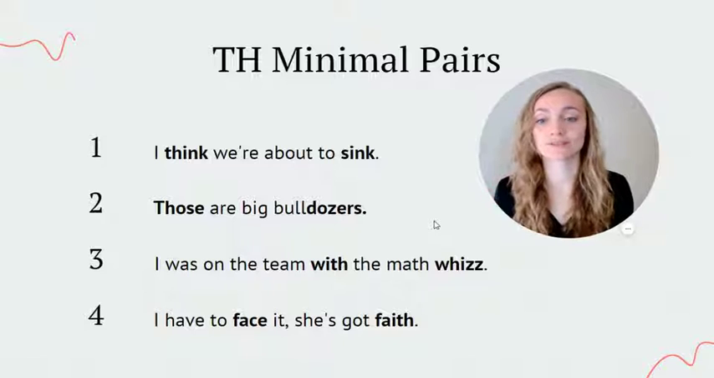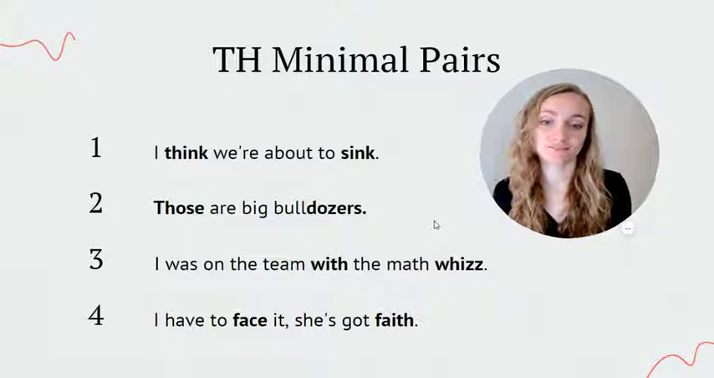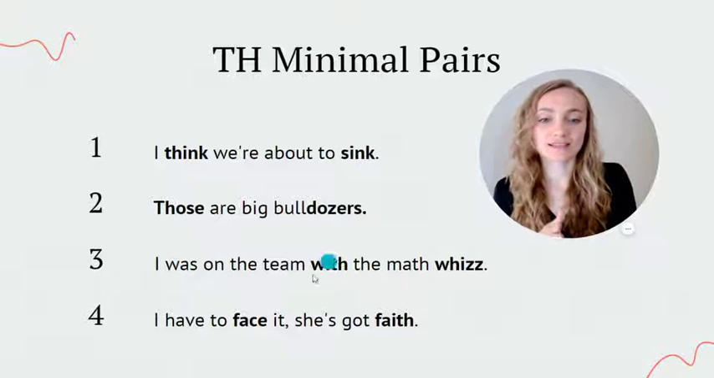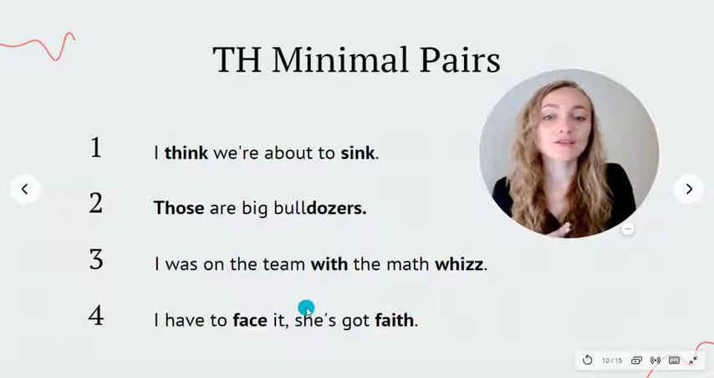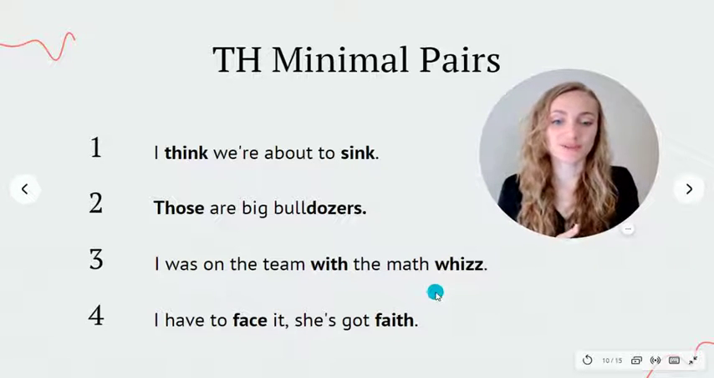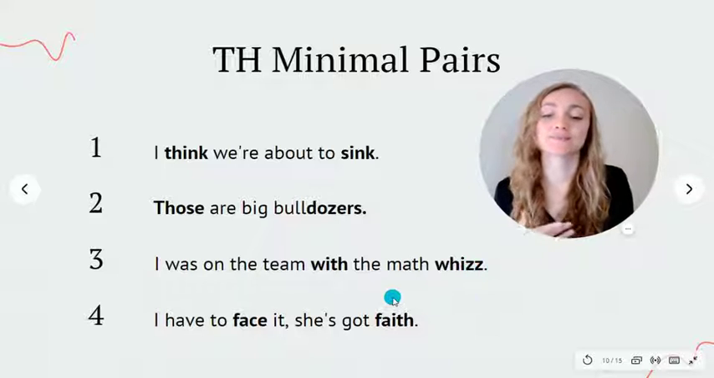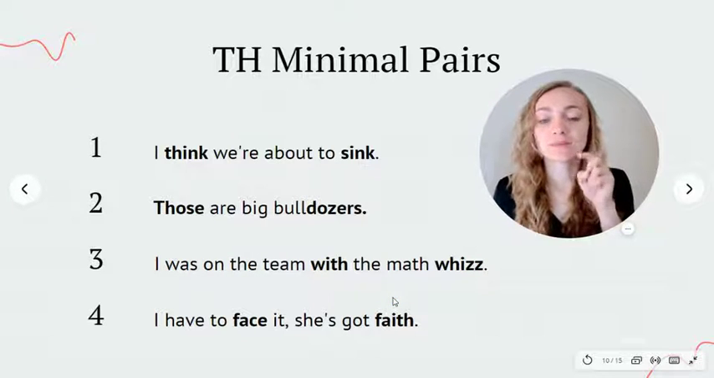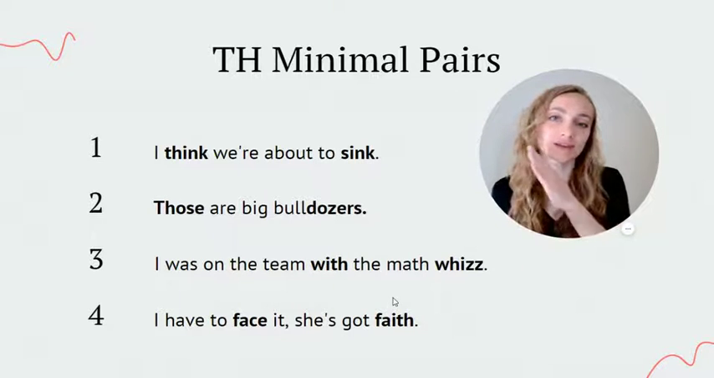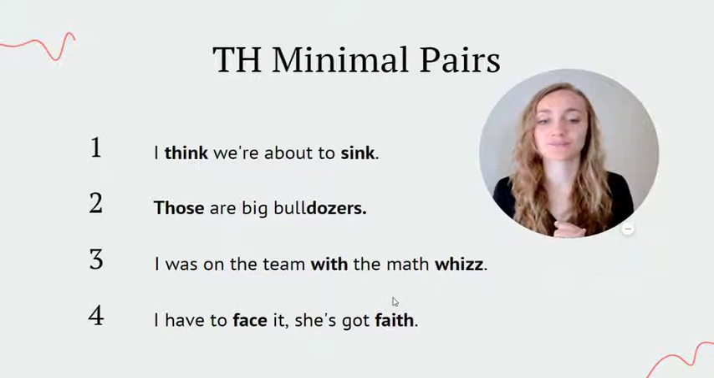Tongue in for dozers. Three, I was on the team with the math whiz. I was on the team with the math whiz. And here we're focusing on this minimal pair with versus whiz, but we also have other THs that show up, right? We see the TH in the, another the here, and another TH at the end of math. So careful with all of those, not only with and whiz. I was on the team with the math whiz. Take it nice and slow to make sure you get all of those THs with your tongue out.